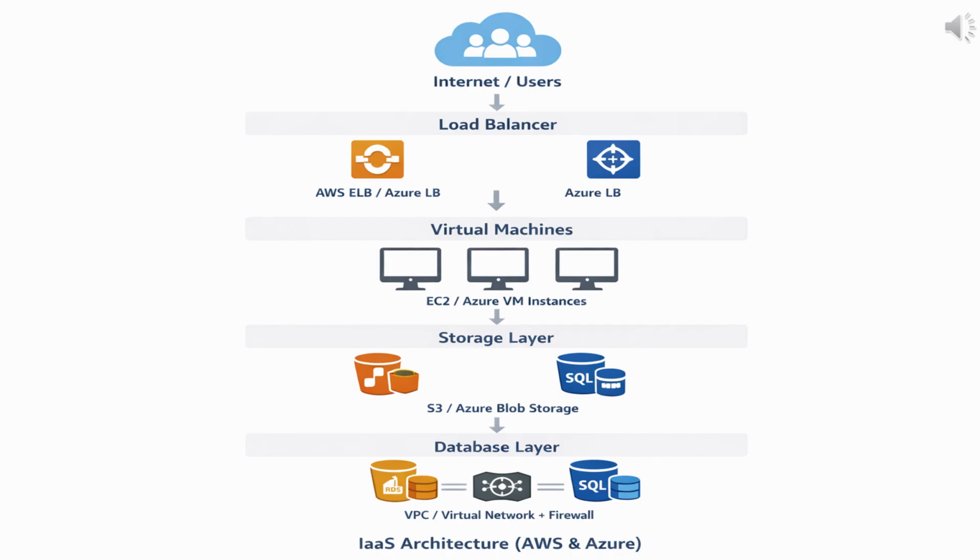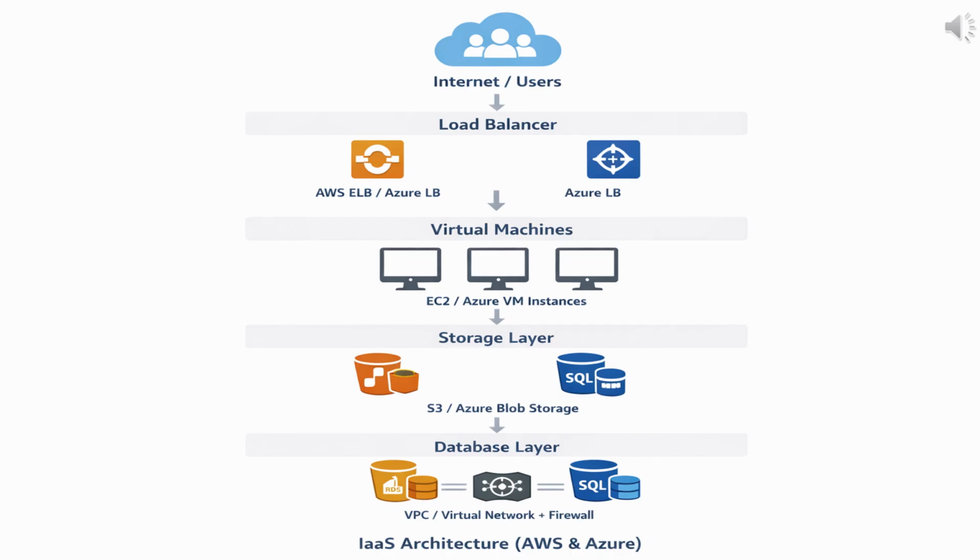Step 3. Virtual machines. Then the request reaches virtual machines. Examples include Amazon EC2 and Azure Virtual Machines. Real-time example. These are like computers running in the cloud where applications and websites are hosted. Step 4. Storage layer. Next is the storage layer. Examples include Amazon S3 and Azure Blob Storage. Real-time example. When you upload images, videos, or files to a website, they are stored in cloud storage.